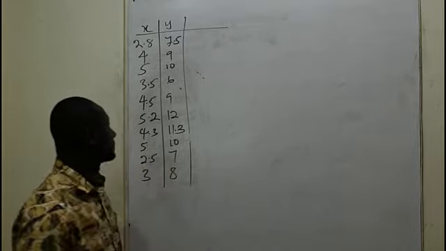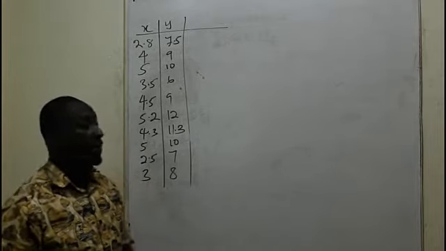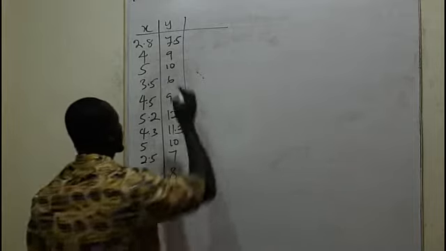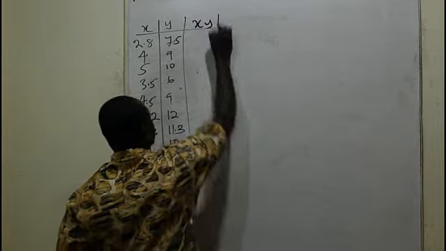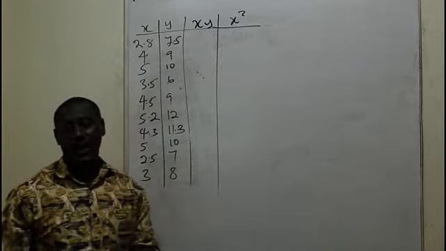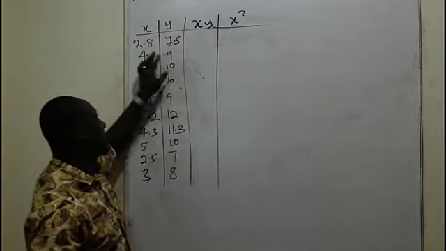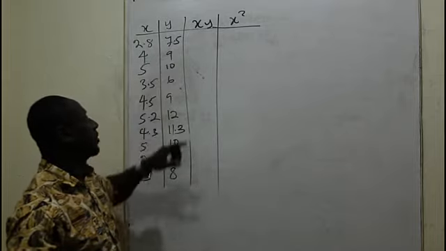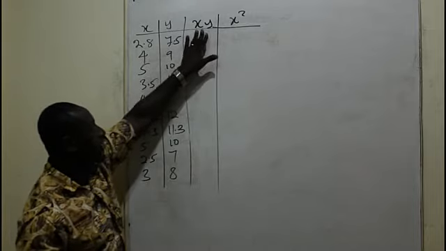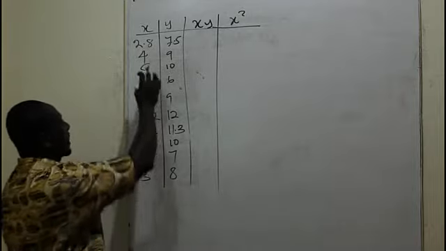So in that sense, if this is the question, then what you need to do is create other columns. You add a column, say xy, and then you will need x squared. Because it is y on x, the x is the independent variable and the y is the dependent variable. So we come to the table and have xy, and we are going to get x squared.